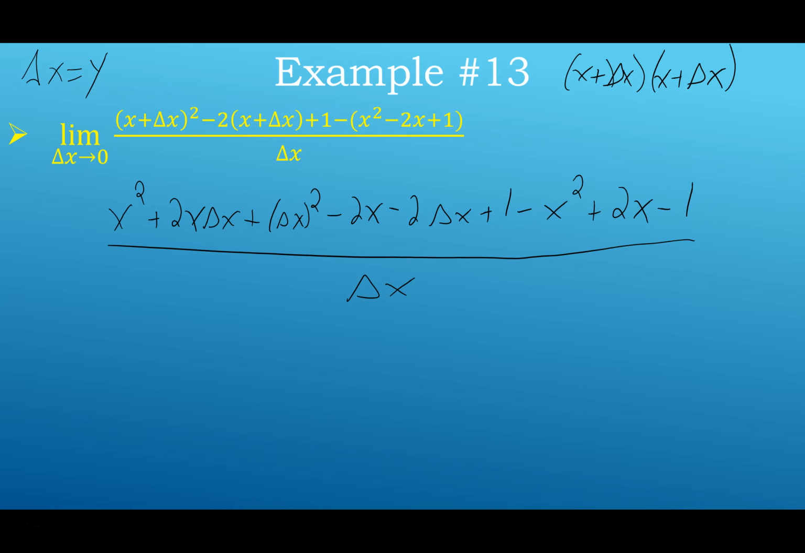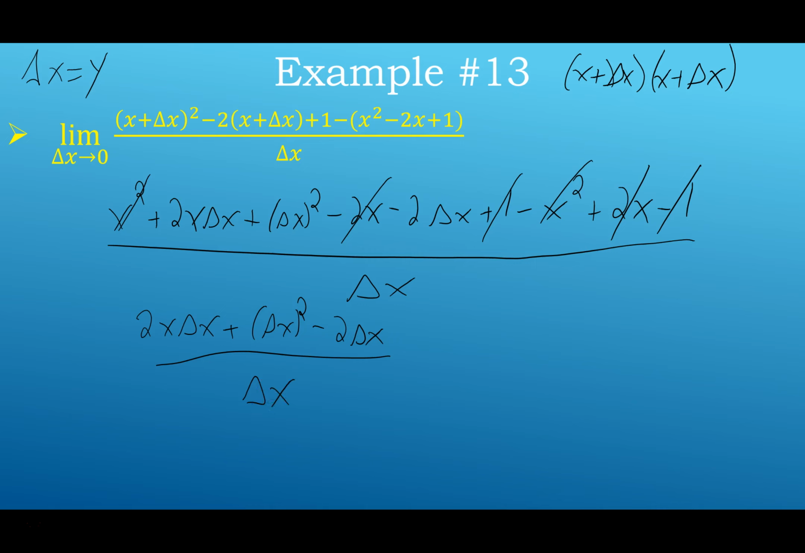Well, now something nice happens. Positive x squared, negative x squared, cancel. Negative 2x, positive 2x. Positive 1, negative 1. Everything that does not have a delta x is actually going to cancel out with each other, leaving only delta x terms. 2x delta x plus delta x squared minus 2 delta x, all divided by delta x.